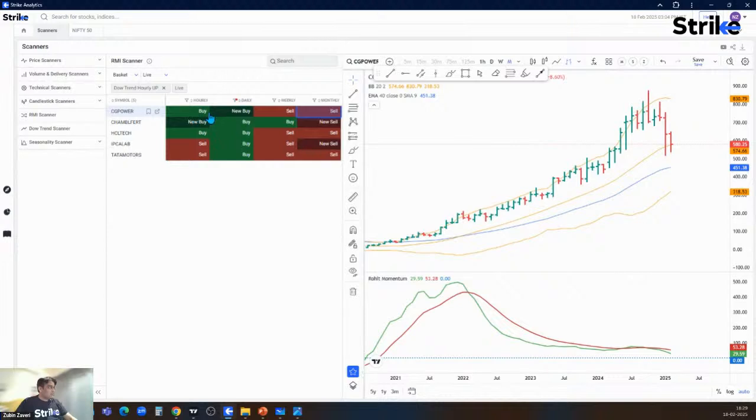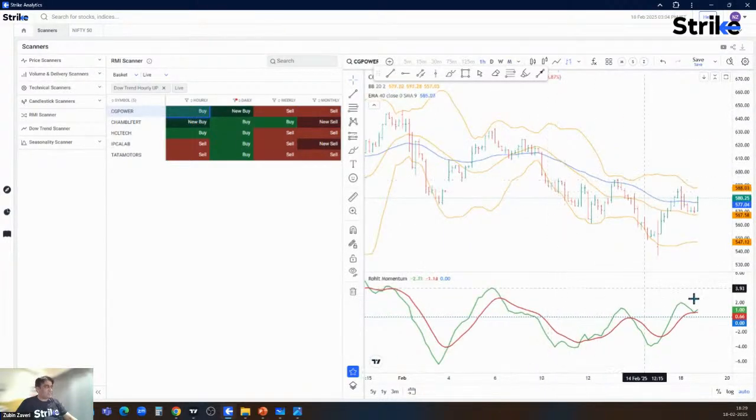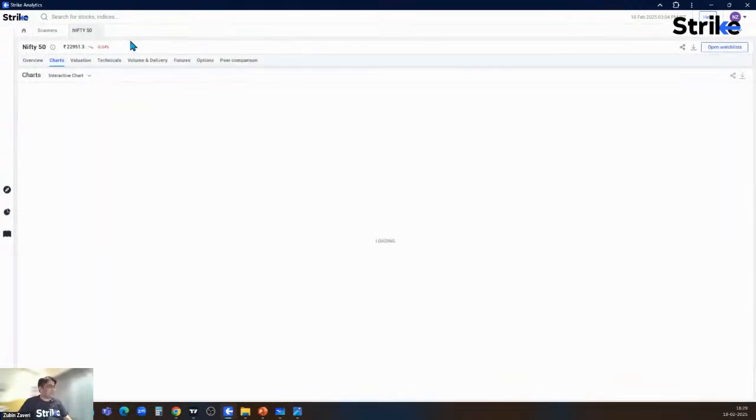So let's look at CG power on the hourly chart. So yes, we have RMI. Okay. Now before going ahead over here, let's also look at what is RMI. So you can see that there are these two lines over here. Let me check Nifty first and explain what is RMI.